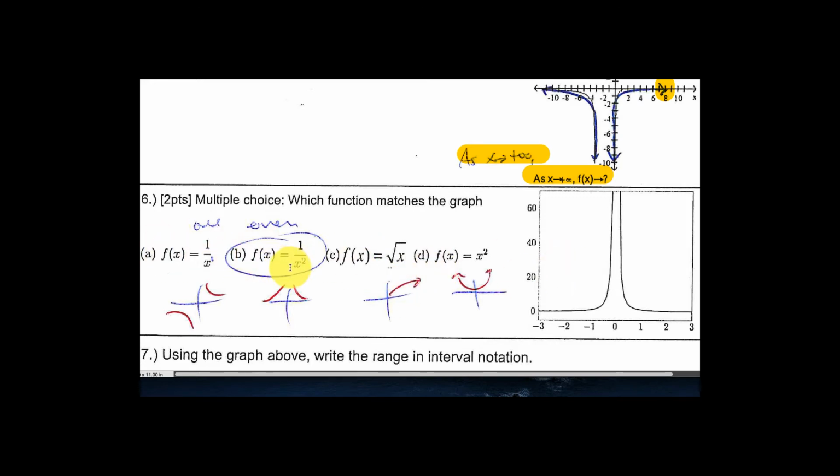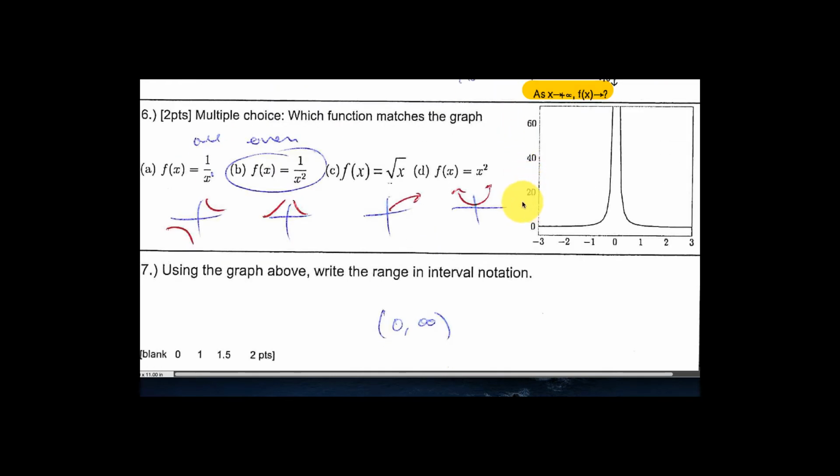Your choices are between these two, and the activity we learned earlier when we were learning this is that rational functions, division, and odds are split, and evens are together above or below the x-axis. So your answer is going to be B.